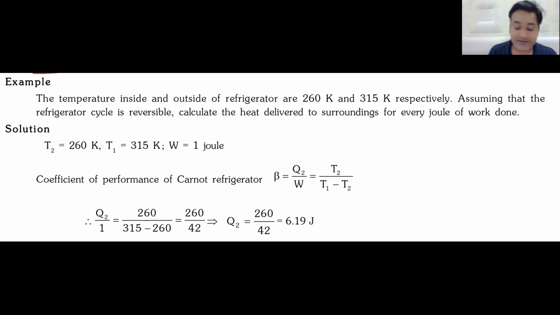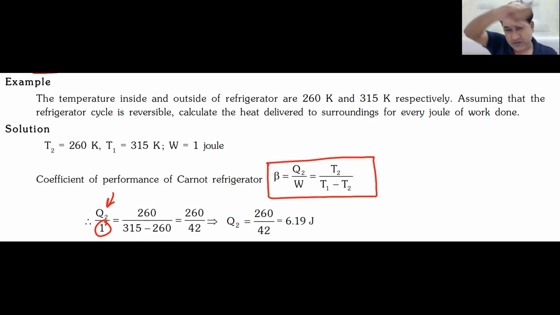You're done with the solution, yes or no? So basically, this is how you need to calculate it. The coefficient of performance beta is Q by W, which is nothing but T2 divided by T1 minus T2. Yes, work done is 1, and you have to calculate how much heat is taken out. That's it. T2 upon T1 minus T2, and that is your answer. Did you get it?